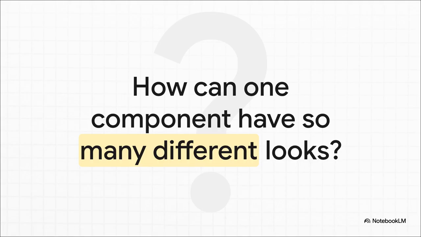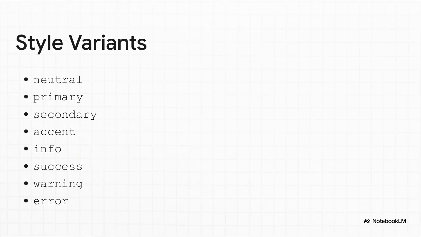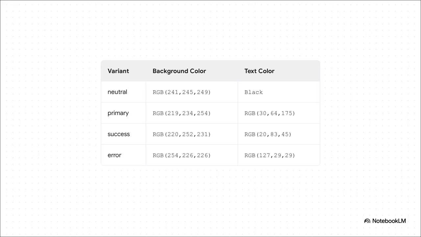Well, the secret is a cool concept called abstraction. Instead of telling each bubble, you need to be this specific shade of blue, the system just tells it, hey, you're a primary message. And the definition of what primary actually looks like can be changed instantly for the entire app. These are the built-in style names or variants that developers get to play with. And you'll notice they're semantic, which means you pick a purpose, not a specific color. So a message can be for success, or it can be an error message. And the theme automatically knows what colors to apply. It's really smart.